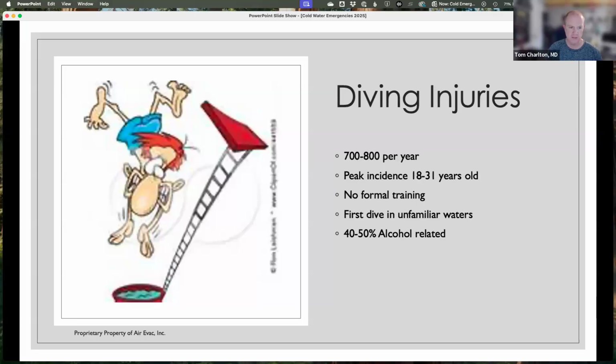It tends to occur with people that have no formal training, meaning they're not a competitive diver, they're not doing any special moves or anything like that. They're just going off of a tree swing into water that they don't know, and so end up hurting themselves rather badly.